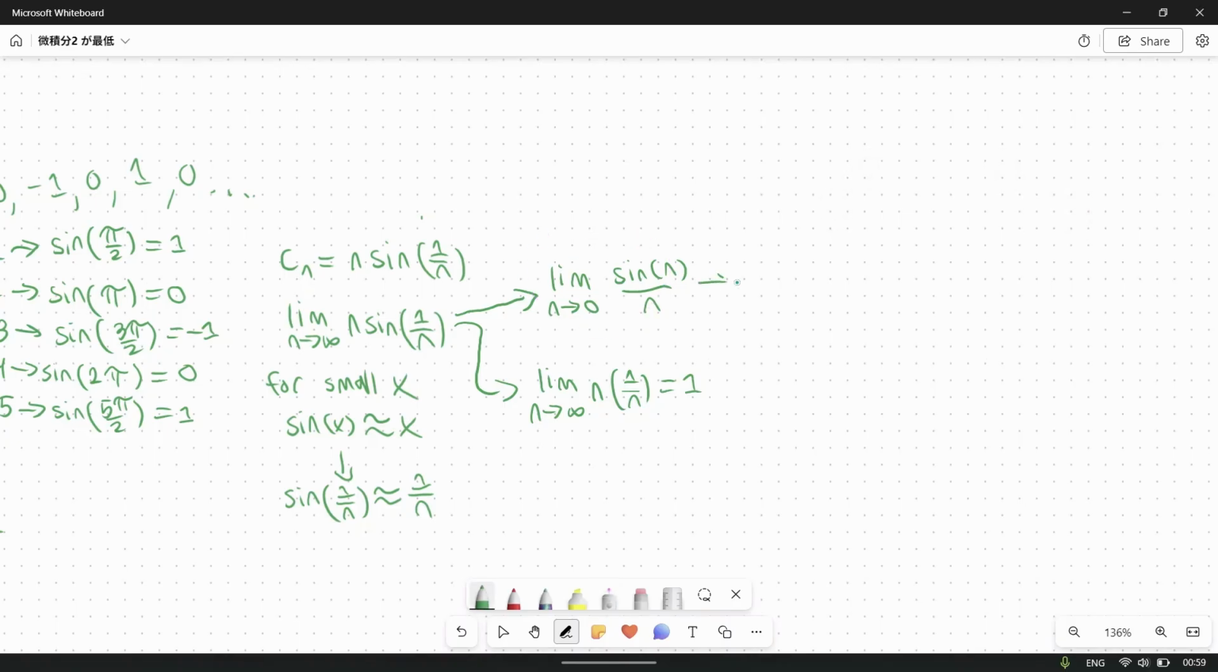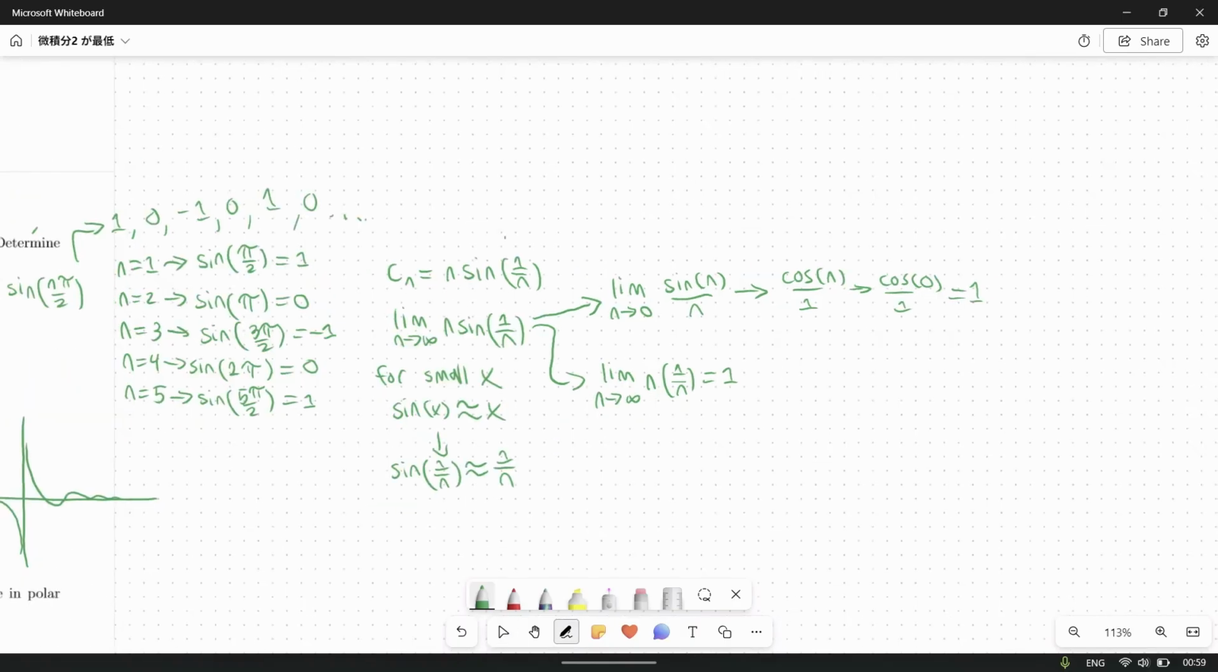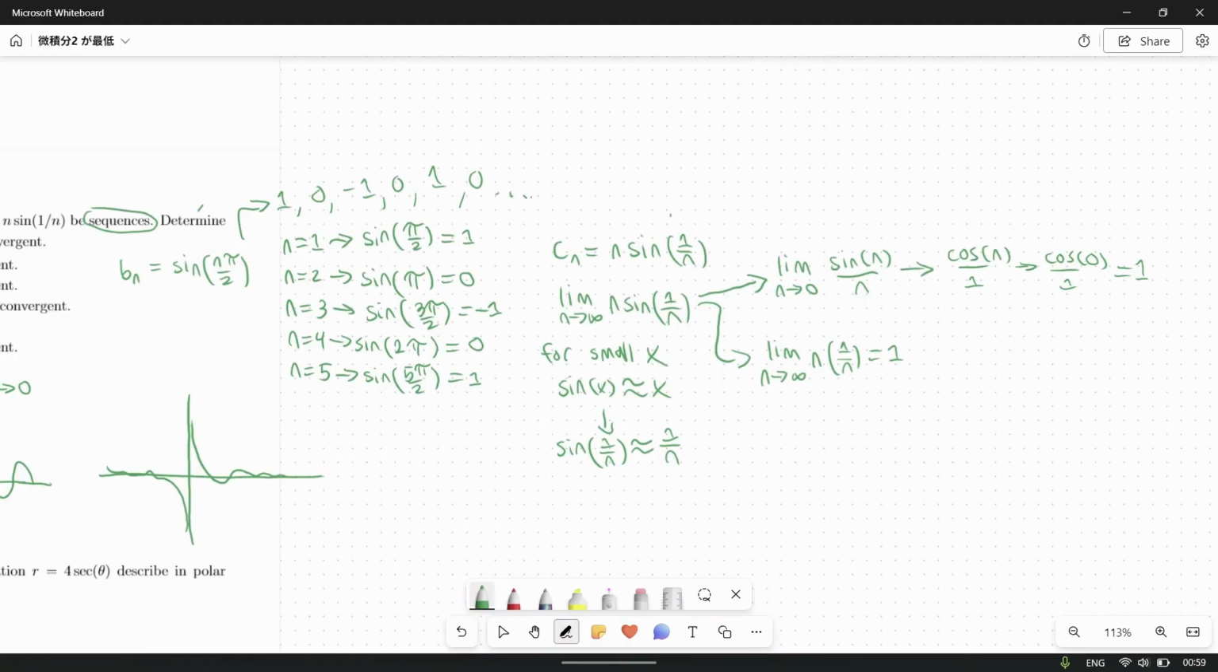And so with that, after doing one pass of L'Hopital's rule, you end up with cosine of n over 1, which just turns into cosine of 0 over 1, which just equals 1. So with either of those two approaches, the illegal approach or the more precise approach, you'll find that the limit is going to go to 1.